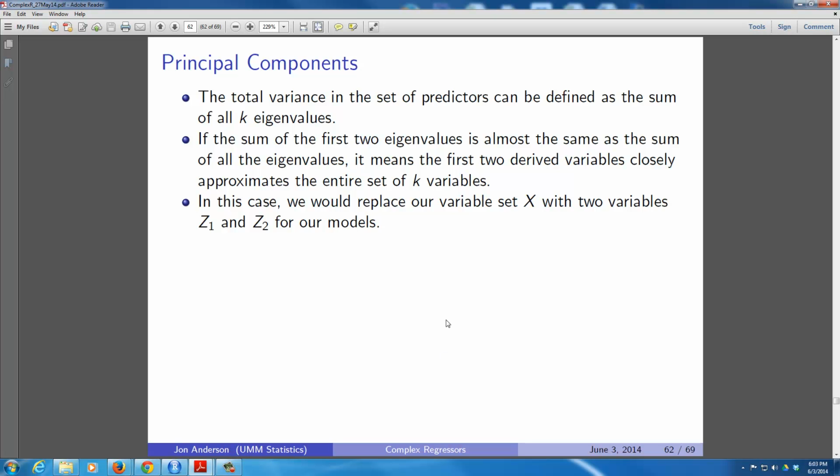In principal components, you can talk about the overall variation of the original set as the sum of the k eigenvalues when you do principal components on the original set of variables. And the idea is that if the first couple of eigenvalues are almost the same size as the sum of all of them, maybe like 80–90% of the entire sum, then maybe the first two variables are a good approximation for the entire set. And then in such a case, you would represent the entire collection X with only two variables, Z1 and Z2.